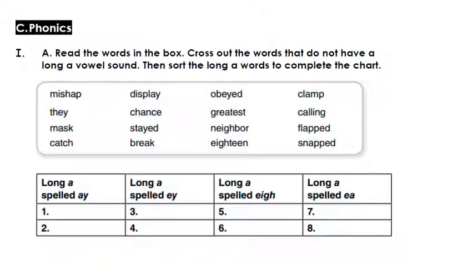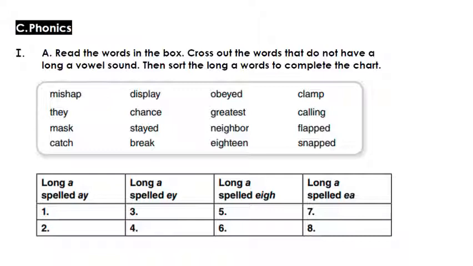Now we move to the phonics. Phonics is very easy and simple. You have to take the full grades for the phonics and the grammar also. Read the words in the box, cross out the words that do not have a long A vowel sound, and then sort the long A vowel words to complete the chart. Those words that do not have a long A vowel sound, I have to cross them out. The words that have a long A vowel sound, I have to categorize according to this chart. First, long A sound spelled AY, then long A sound spelled EY, then long A sound spelled EIGH, and long A sound spelled EA.